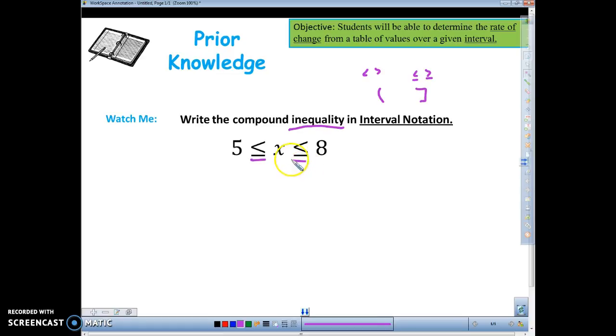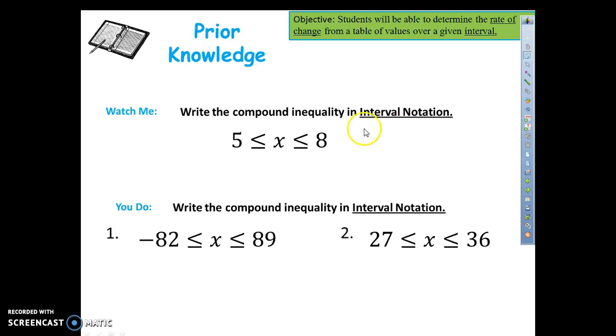So for the interval notation for this compound inequality, it would be a bracket, because I have a less than or equal to, and I put 5, comma 8, and then on this side, we move this over here, it's less than or equal to, so we're going to use a bracket. Okay. I would like you guys to write these down. Please pause the video, write down these two compound inequalities, and do that now.